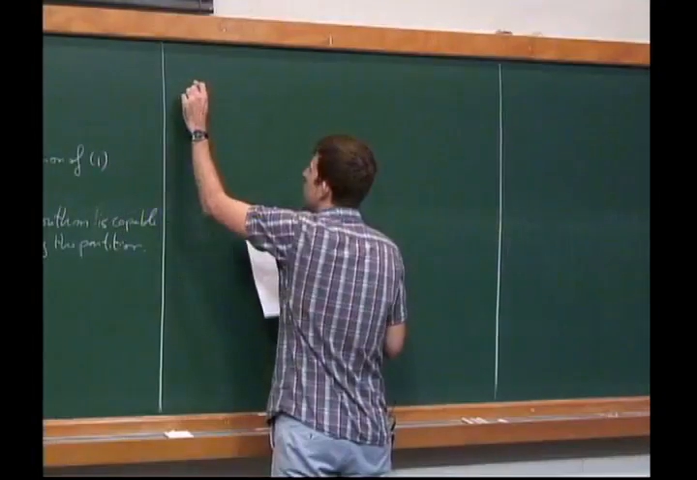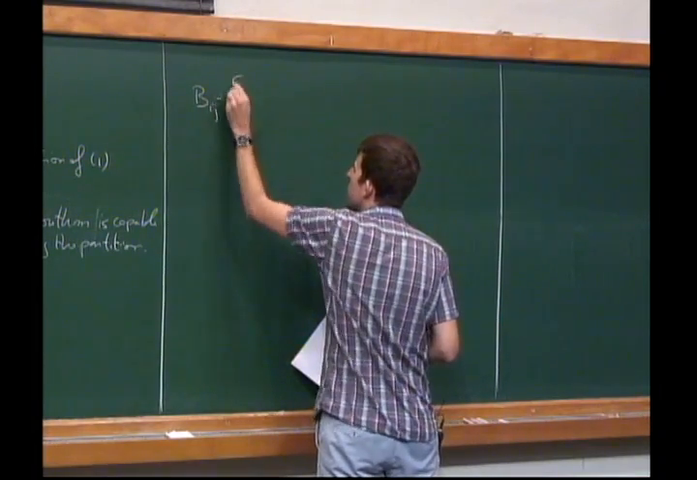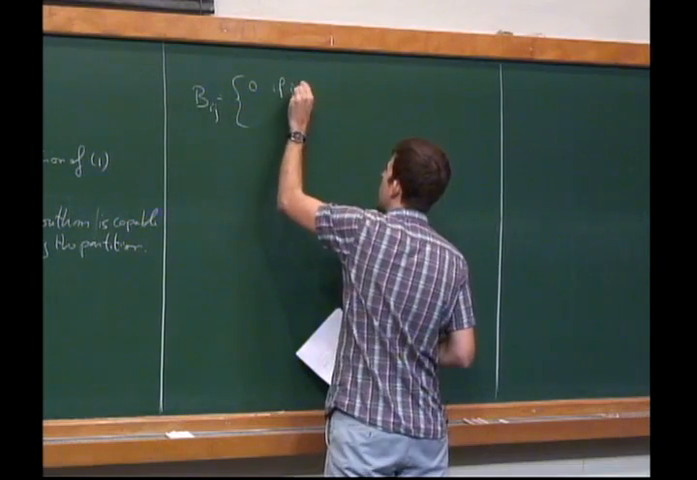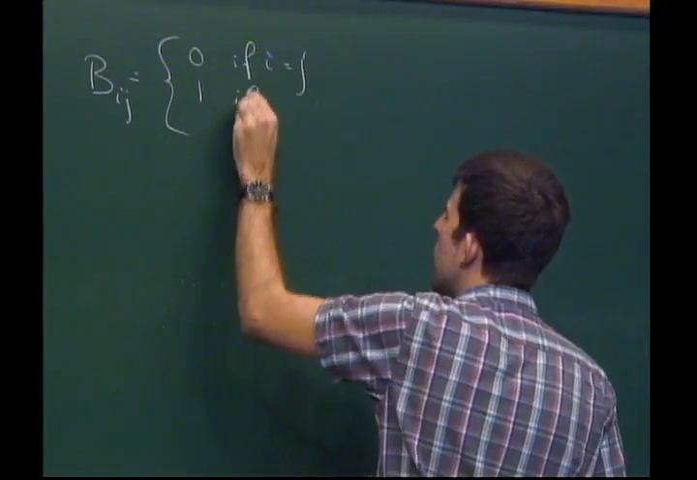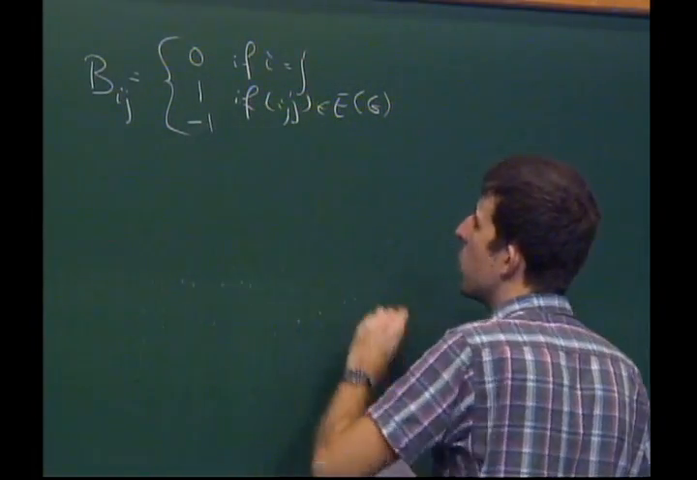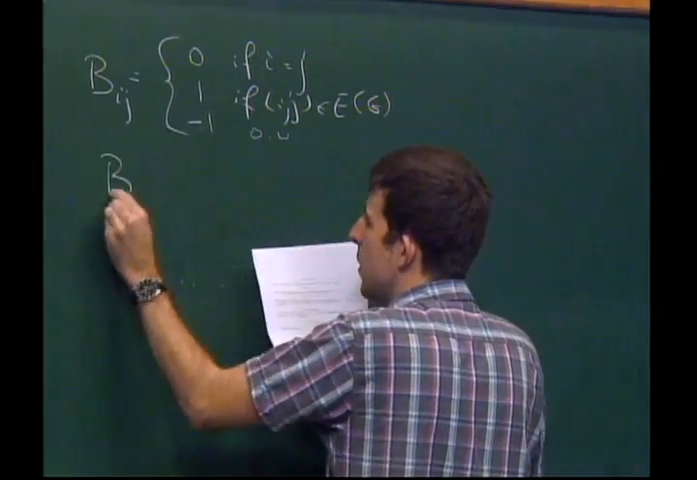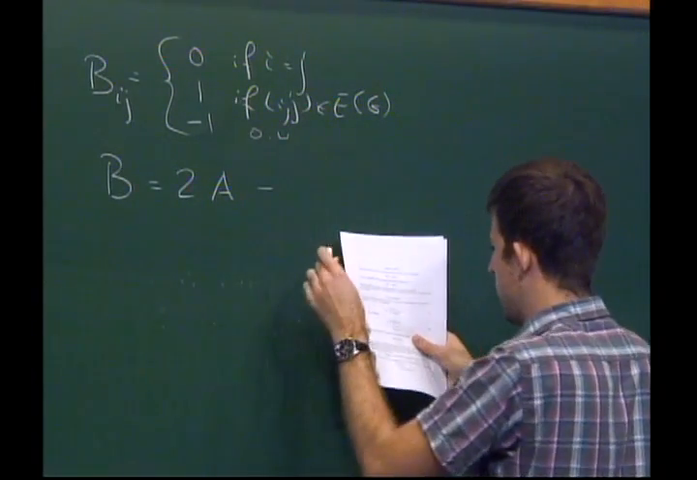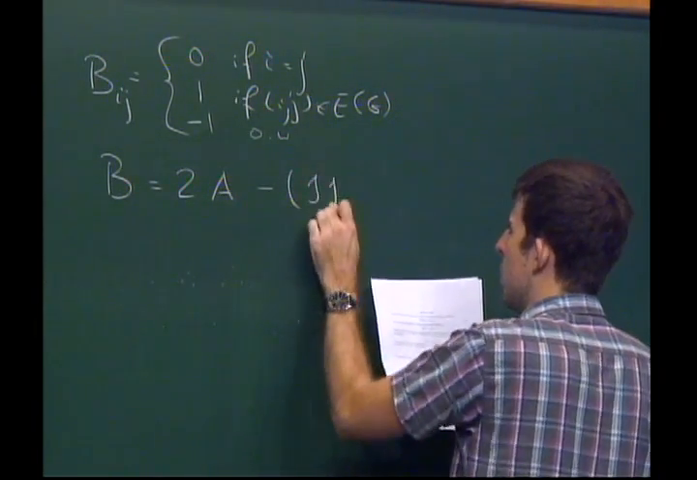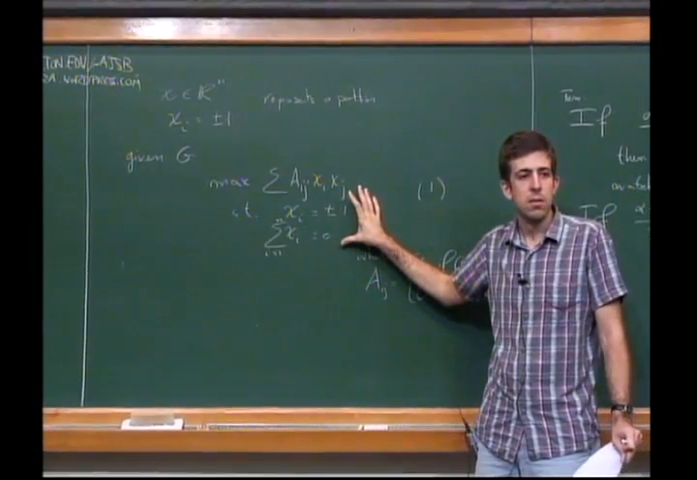I'm going to define a matrix B, which is essentially the adjacency matrix, but is defined as B_ij being 0 if i is the same as j, 1 if ij is an edge of the graph, and minus 1 otherwise. Essentially, B is equal to 2A minus the all-ones matrix. Simply, instead of zeros, I put minus 1s. Now if I replace A with B here, nothing changes, right?